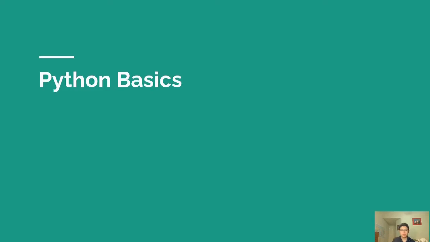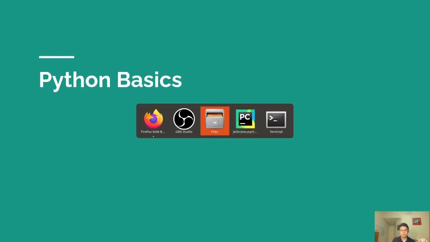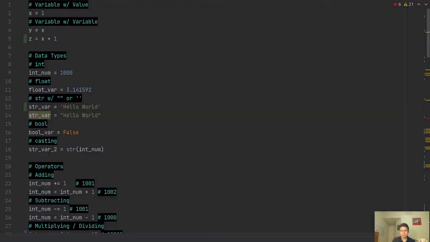Now we'll be moving on to talking about Python basics. So in Python, we have variables. Variables keep track of values and can be used also to keep track of objects. Ways to declare it can be using a value, using another variable, or using an expression of a combination of the two.